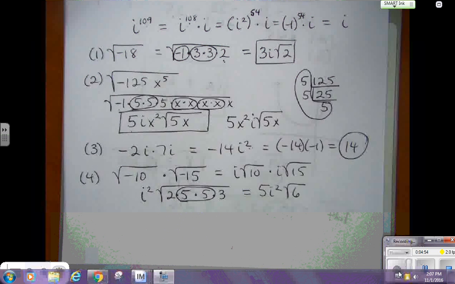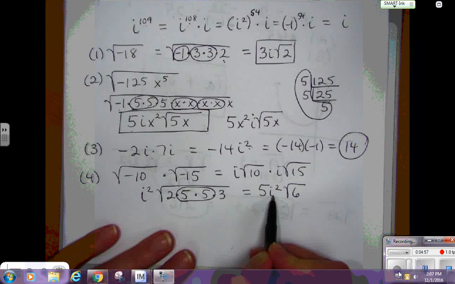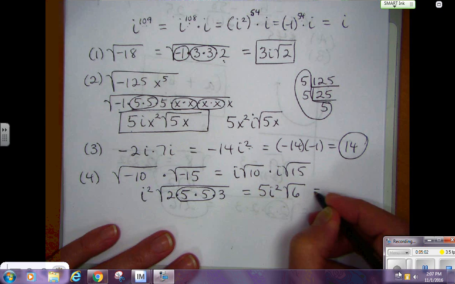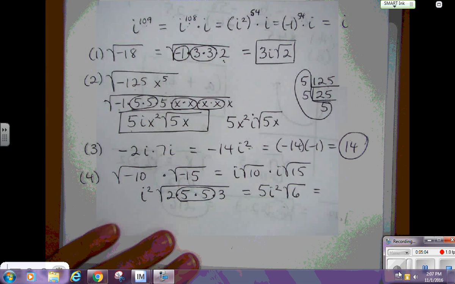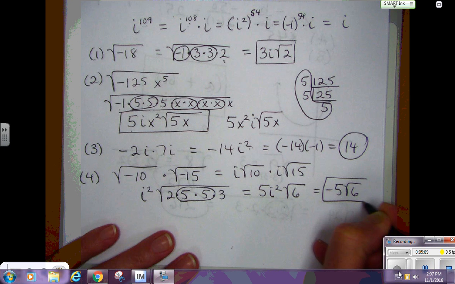So we'll get 5i squared radical 6. Okay, so I'm really not quite finished because I can't leave the i squared. I have to change i squared to what? Negative 1. Negative 1. So you actually have negative 1 times 5. It's negative 5 radical 6. And that would be your answer.